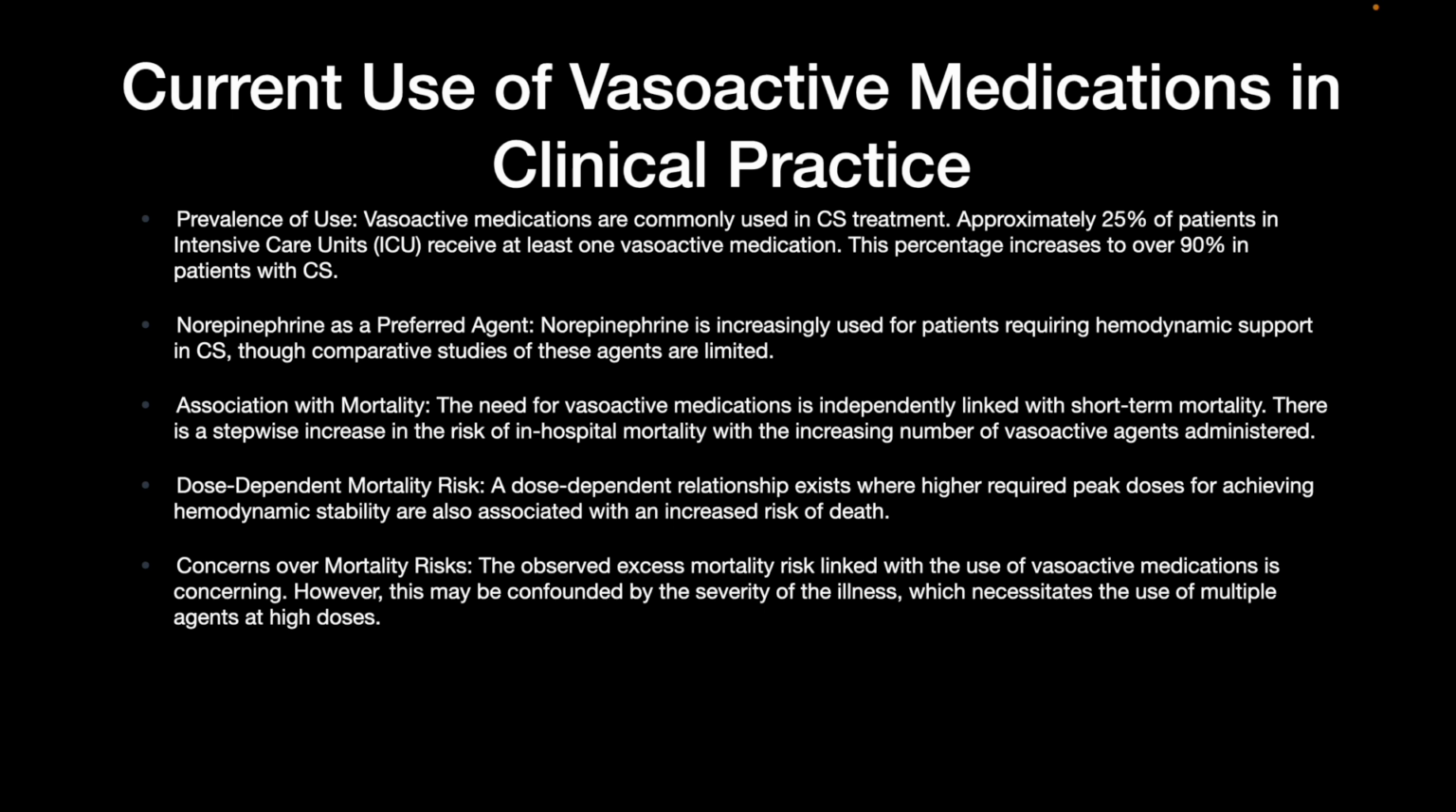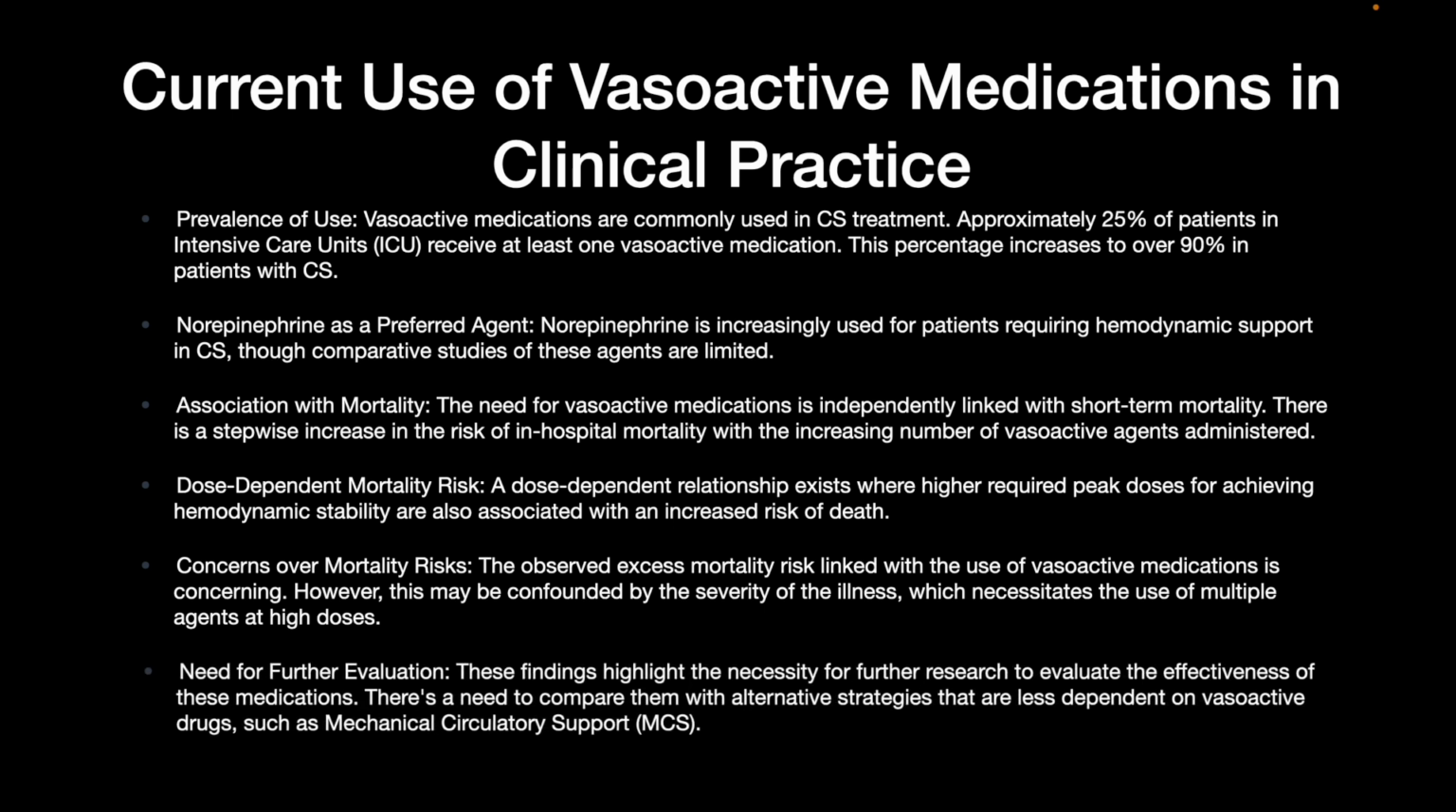Now, observed excess mortality with the use of vasoactive agents is a concern. However, this may be confounded by the severity of the disease. It is not that the vasoactive agent is killing the person; it is the reason for the shock and the requirement of the vasoactive agent to maintain the hemodynamics which causes the death.